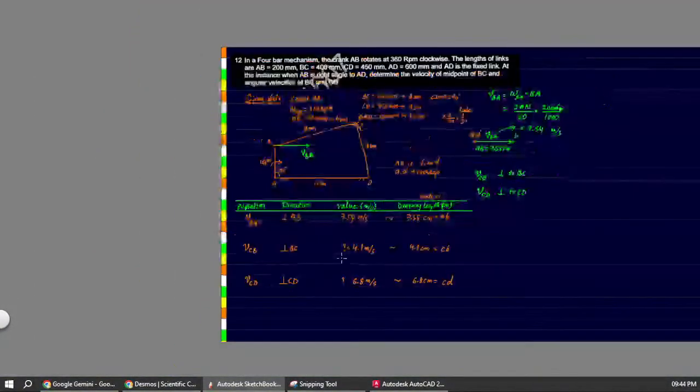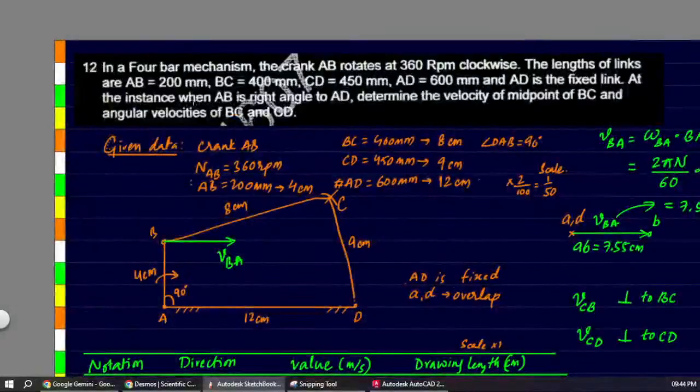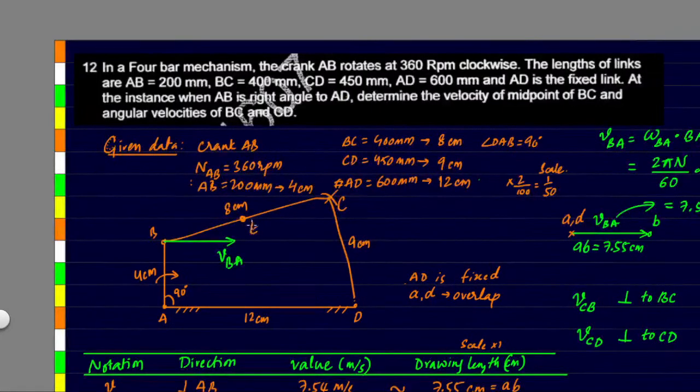So have any of these been asked in the question? At the instant when it is at right angle to AD, find the velocity of the midpoint of BC. The midpoint of BC means the point will be here. Let's call it E, and the length BE should be half of 8, so 4 centimeters.